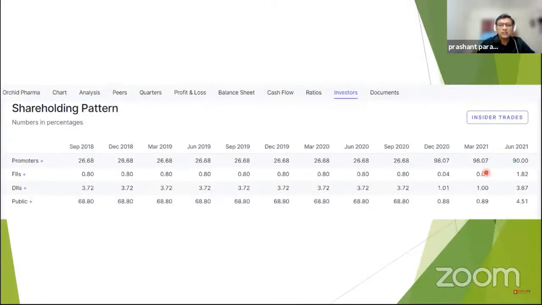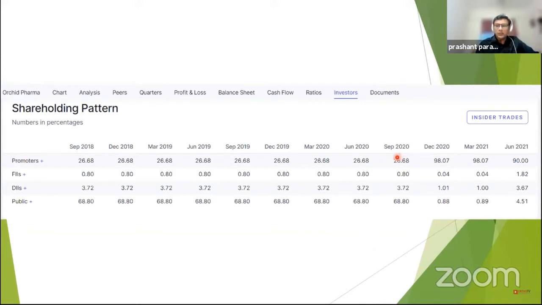The answer lies in this. This is the shareholding pattern of Orchid Pharma, and if we see investors, in June 2020, promoters were holding 26.68% of the company's shares, and the public was holding 68.8% of the total number of shares. So if the public is holding 68.8%, then it is all supply. The public can sell anytime, and they don't have any rule. So they can sell anytime in panic.